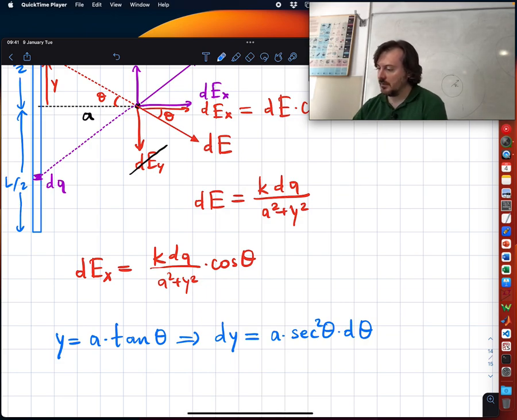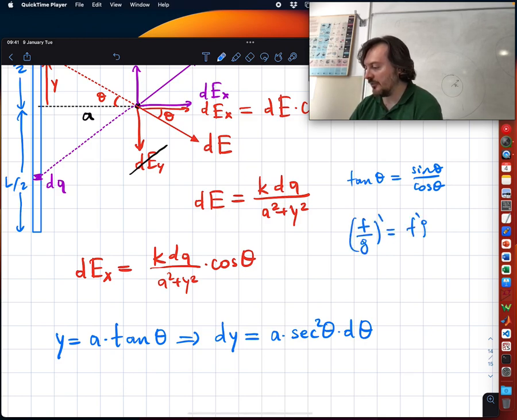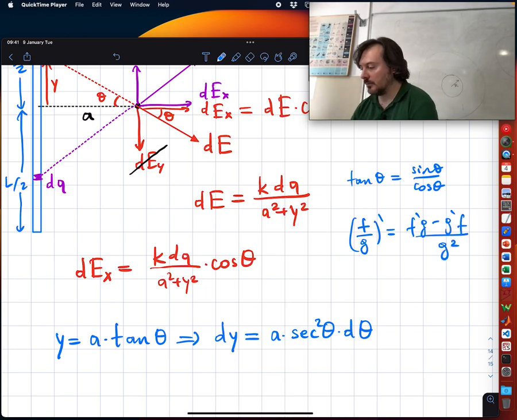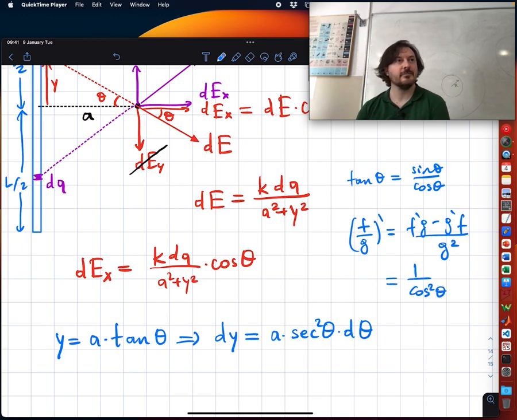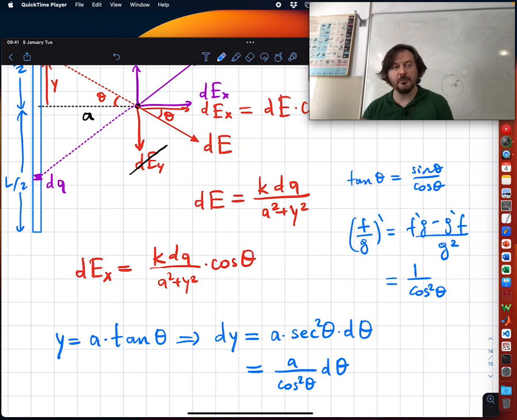How do you know this? Or how can we get this? Tangent theta is sine theta over cosine theta, and the derivative of f over g is f prime g minus g prime f over g squared, right? So you get 1 over cosine squared theta from this. Okay, just trust me. dy is a over cosine squared theta d theta. Now we have a connection between y and theta, and dy and d theta.